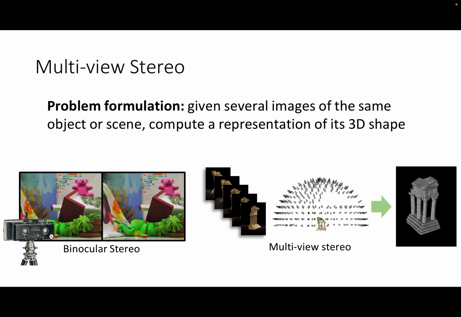The problem formulation: given several images of the same object or scene, compute a representation of its 3D shape. Here you can see it's quite dense, very detailed, with normals. All the detailed lines are preserved in 3D reconstruction.